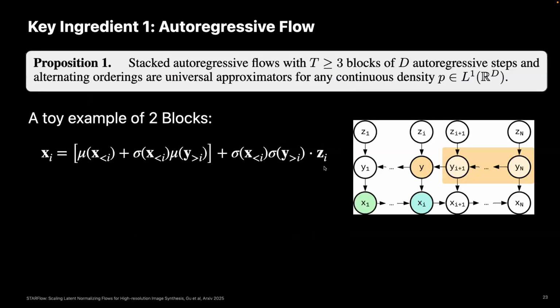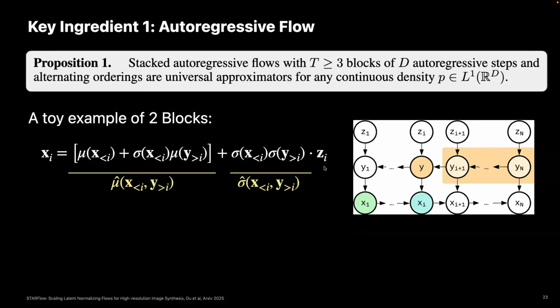So in our new paper, we're showing that you only need 2 to 3 blocks stacked together, and we can show that it's already a universal approximator for any continuous density function. Here's a very simple toy example. You can think of having 2 autoregressive blocks running in opposite directions: on the top is right to left, and on the bottom is left to right.